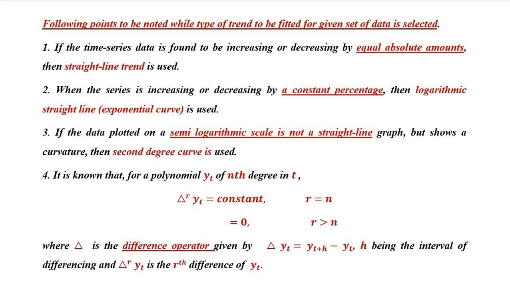It is known that for a polynomial yt of nth degree in t, del^r yt is constant when r is equal to n. That means the nth difference of an nth degree polynomial is always a constant, and otherwise it is 0 when r is greater than n. Here delta is the difference operator, which is defined as delta yt equal to y(t+h) minus yt. Here h is the interval of differencing and delta^r yt is the rth difference of yt.